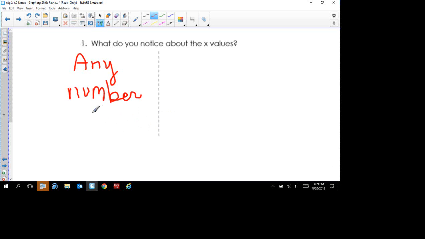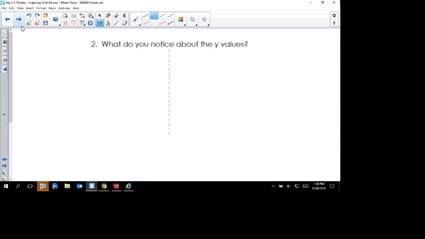It's easier to write in cursive on here. And then underneath that, it says, what do you notice about the y values? In that first example, they're all the same.